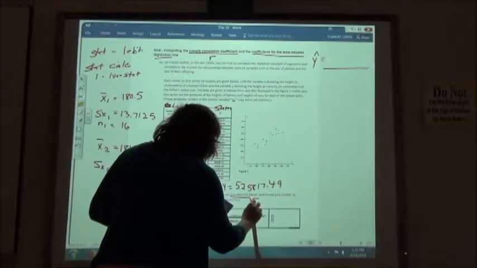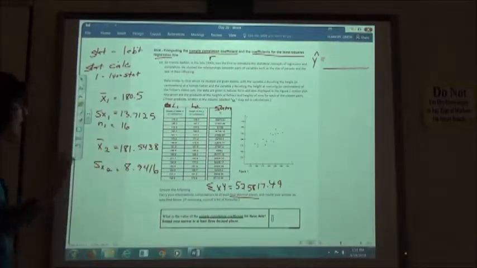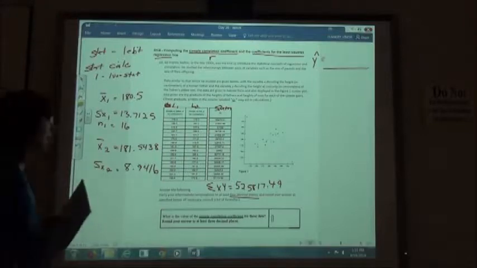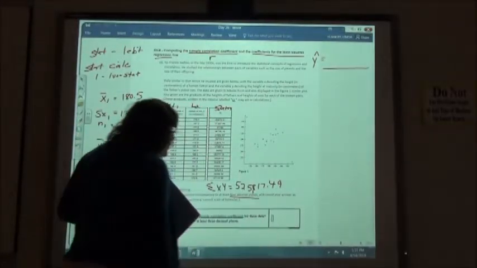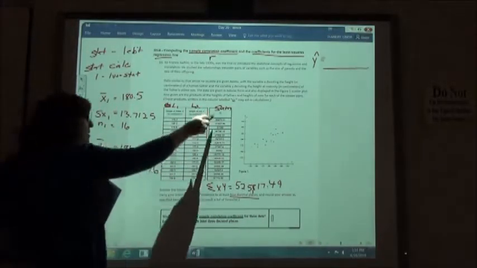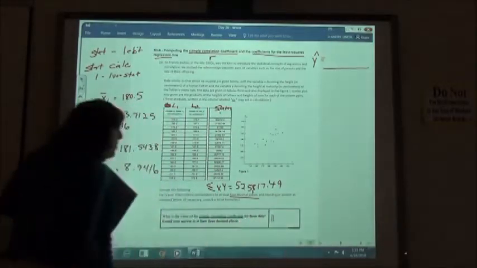525,817.49. So adding all the sum here gets the sum of that.